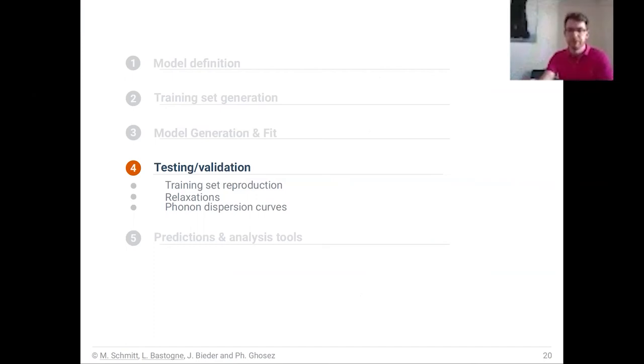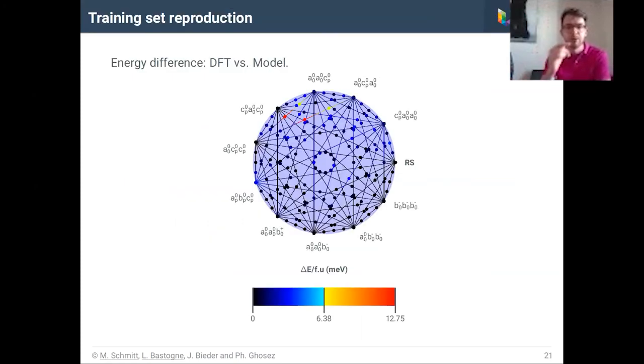Okay, and so now we can look at the validation part, and that really takes over for a bit. Okay. So now, when the model is produced, we want to know how good it is, and the first thing to look at is how our model reproduces the DFT calculation, which is in our training set.